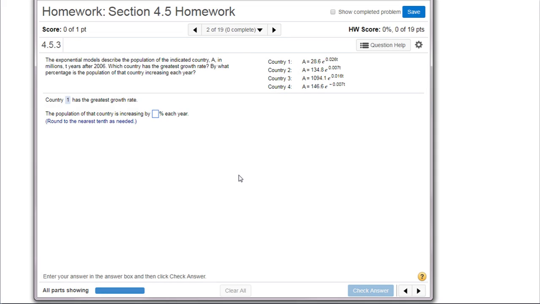And now it wants to know by what percentage the population of this country is increasing each year. So that means A is equal to 28.6 e to the whatever. I've got the formula written out right here: A is equal to 28.6 e to the 0.026 t, and I need t to be equal to 1 year. So A is equal to 28.6 e to the 0.026.